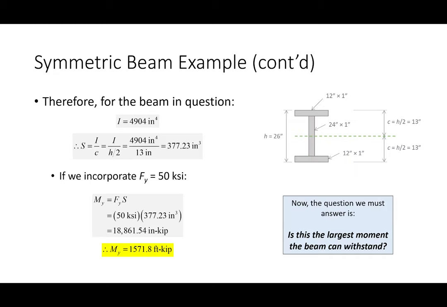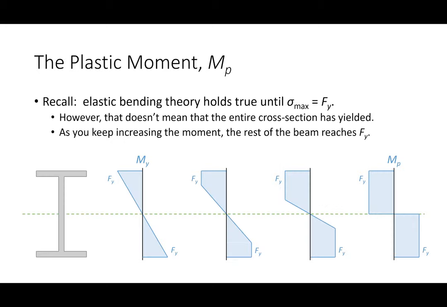And in fact, if you keep on increasing the applied moment, you'll get something that looks like this. So here's the I shape, and here's the yield moment, but if you keep on applying moment, that yielding starts to penetrate throughout the section until you get this, okay? And this situation is when the entire cross-section has yielded. Does that make sense?